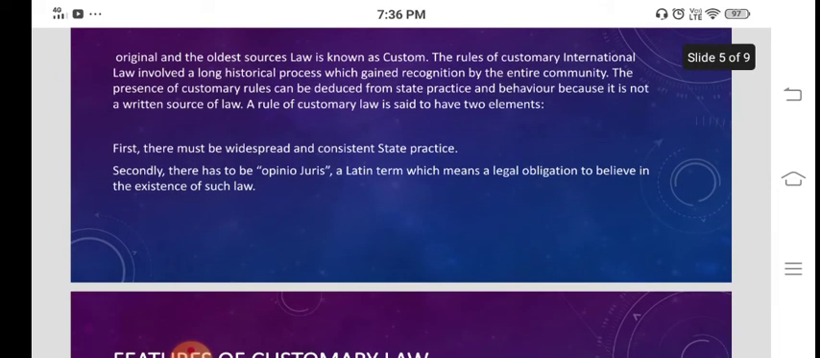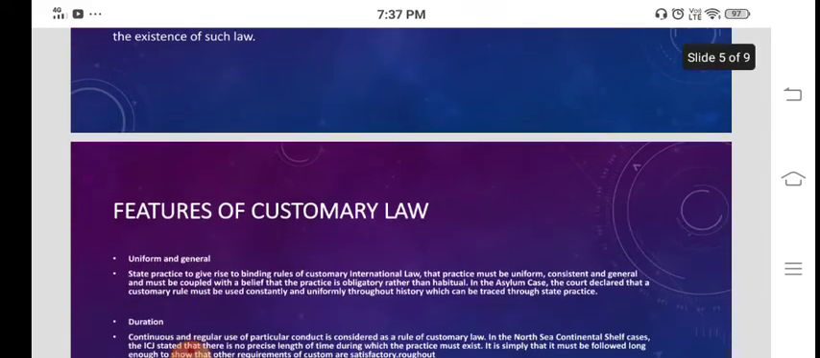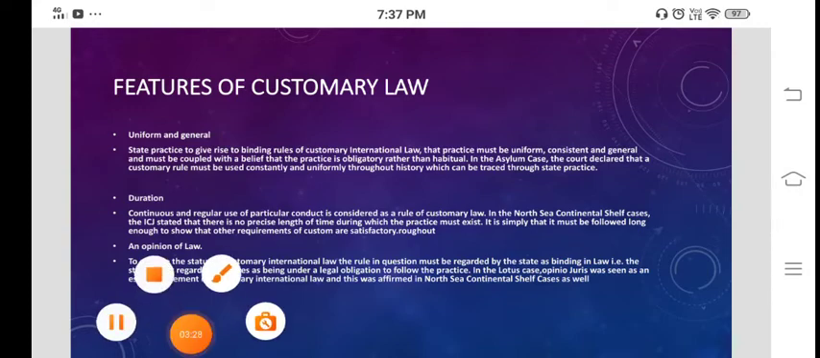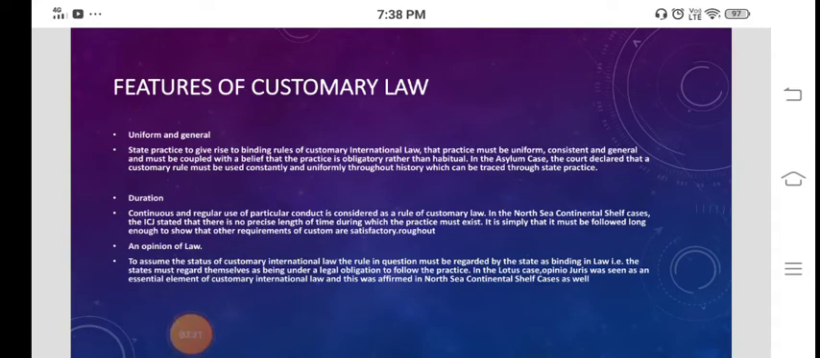First, there must be widespread and consistent state practice. Secondly, there has to be opinio juris, a Latin term which means a belief in a legal obligation to follow such law. Now, features of customary law: uniform and general state practices give rise to binding rules of customary international law. That practice must be uniform, consistent and general, and must be coupled with a belief that the practice is obligatory rather than habitual.